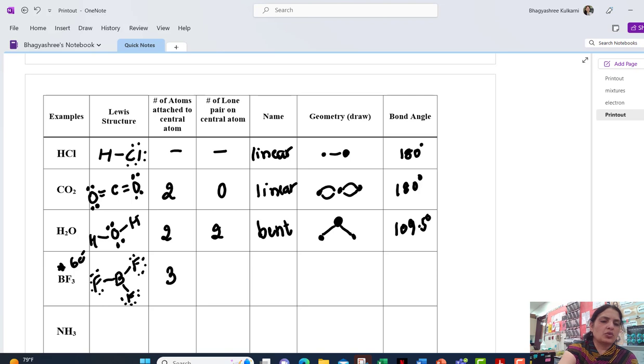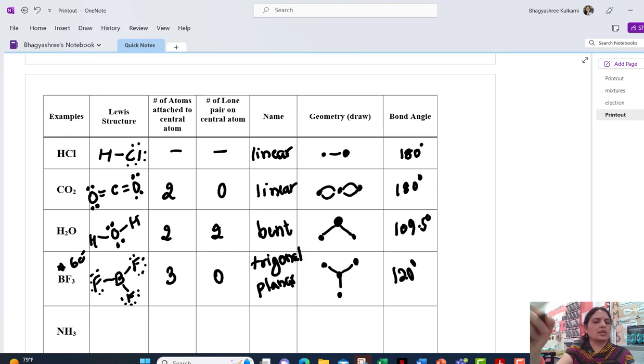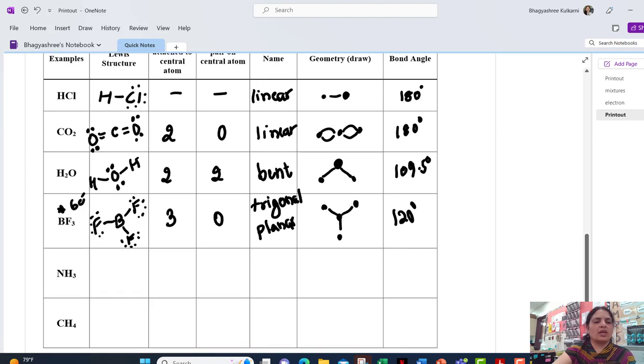So the central atom here is boron, B. It is attached to 3 fluorine atoms. There are no lone pairs on the central atom, and this shape is called trigonal because there are 3 bonds, and planar. If you make a molecular model of this, you'll see it stays in a plane, and the bond angle is approximately 120 degrees here. And I'll show you the molecule for BF3 in a minute.